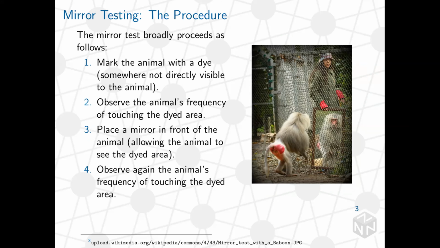And the basic idea is that once the mirror is there and they touch the dye more frequently, they're using the mirror to see that there is dye on themselves, and then they're touching it more frequently, and therefore they have an internalized notion of self because they've recognized themselves in the mirror.